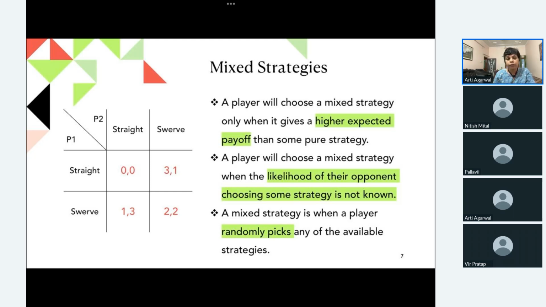So then, for a certain value of P, we'll just calculate it soon enough, for that certain value of P, I am indifferent to choosing straight and swerve. I will just randomly pick one of the two because the mixed strategy is going to give me a better payoff than at least one of the pure strategies. So I hope this part is clear: when are the players going to choose a mixed strategy, and why will they choose a mixed strategy.